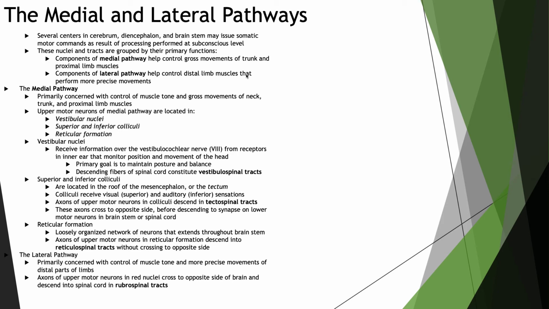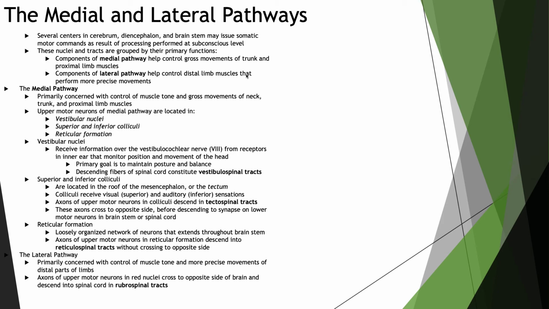The superior and inferior colliculi are located in the tectum, or the roof of the midbrain. The superior colliculi receive visual sensations, and the inferior colliculi receive auditory sensations. Axons of the upper motor neurons in the colliculi descend in the tectospinal tracts. These axons cross to the opposite side immediately before descending to synapse on lower motor neurons in the brainstem and the spinal cord. Axons in the tectospinal tracts direct reflexive changes in the position of the head, the neck, and the upper limbs in response to bright lights, sudden movements, or loud noises.